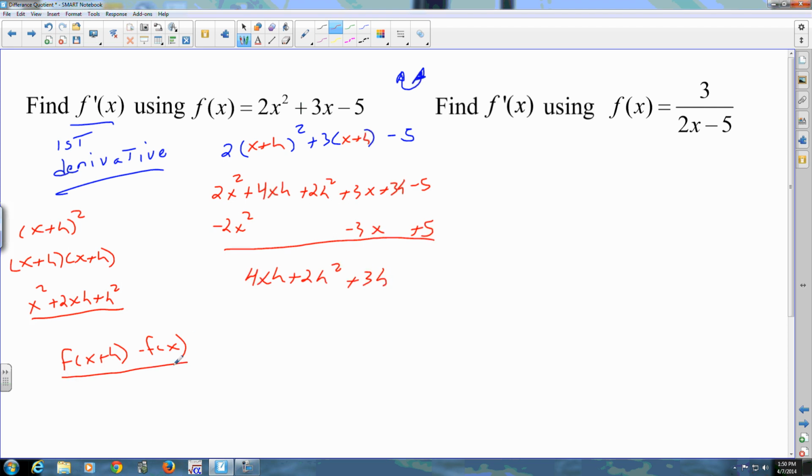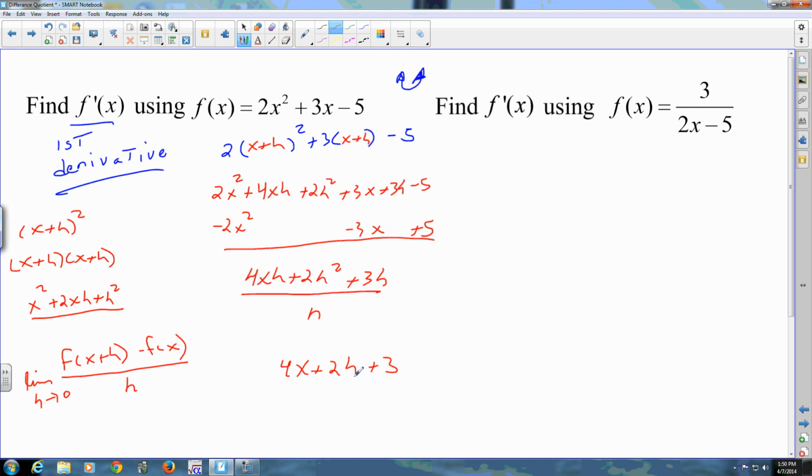Now we need to take that answer and divide it by h. So I got 4x plus 2h plus 3, because an h cancels out in each of these. Now, you need to take the limit as h goes to 0.